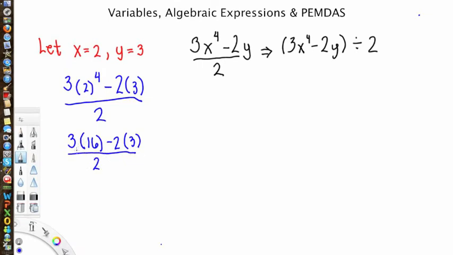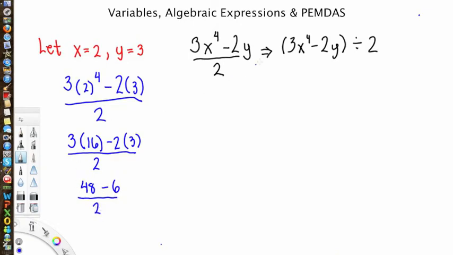Okay, now according to order of operations, we should do multiplication and division. Well, multiplication comes first here, and it's also inside the groupings. So we have 3 times 16, which is 48, minus 2 times 3, which is 6. And all that is still going to be divided by 2.